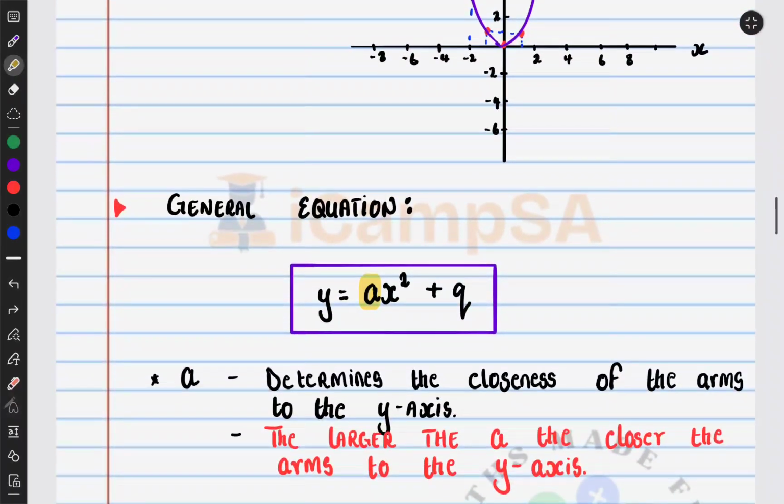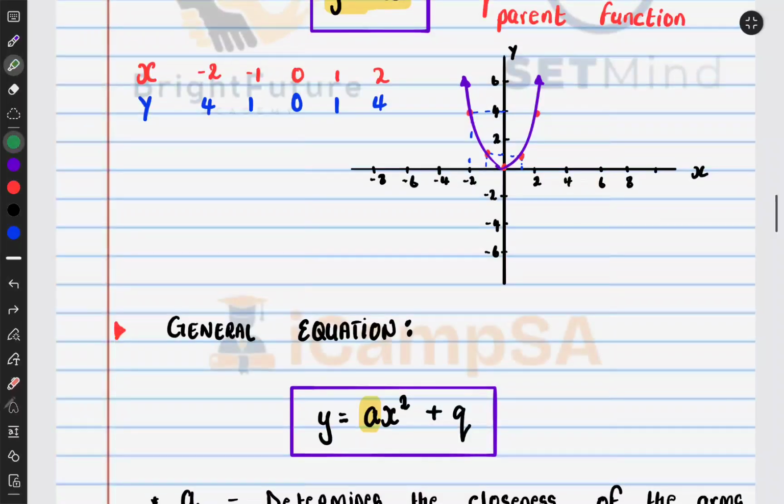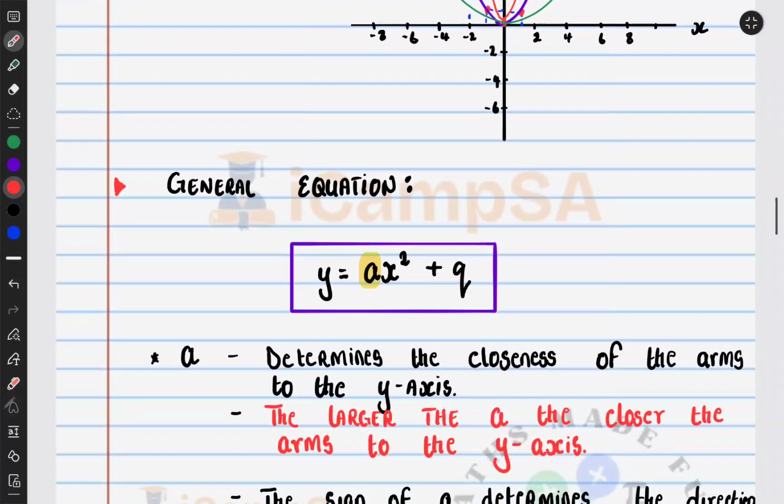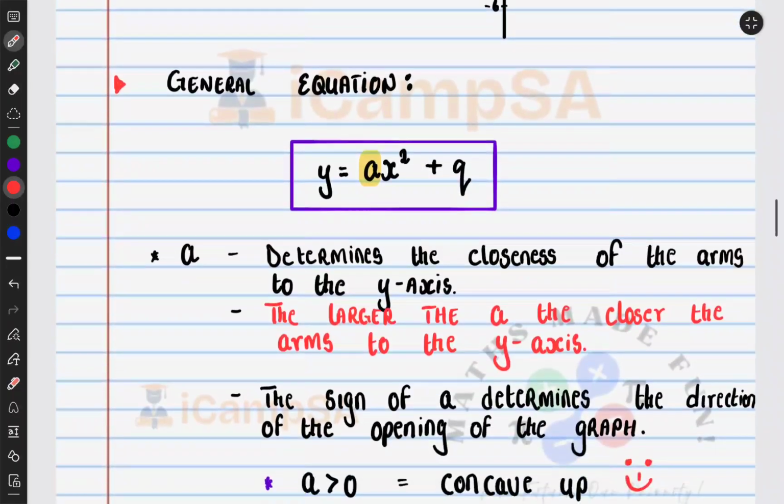So if we were to change the value of a, increasing or decreasing it, it changes the closeness of the arms to the y-axis. Maybe the arms will move further away, just like this, or they will move closer, just like this. So that is controlled by which variable? By the a variable, the coefficient of x squared.